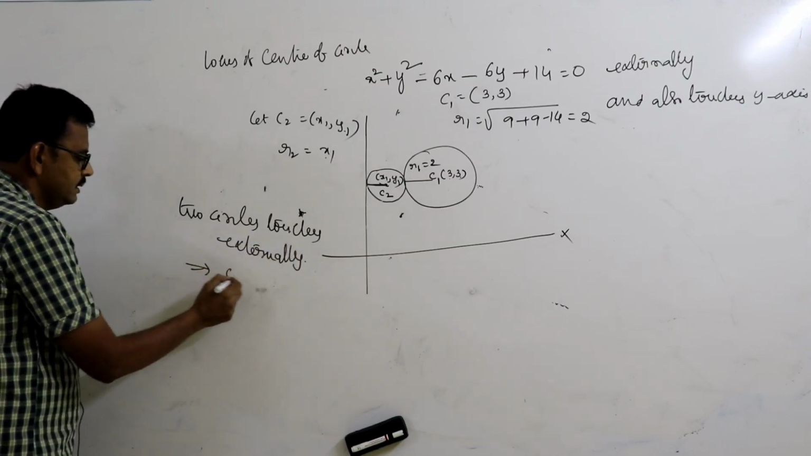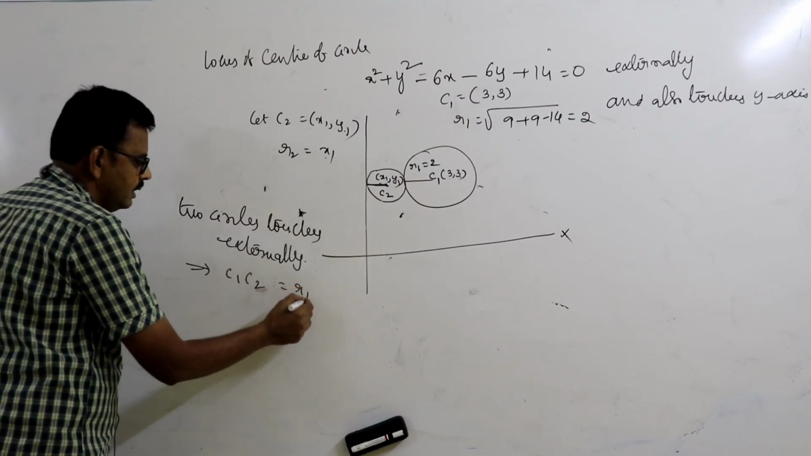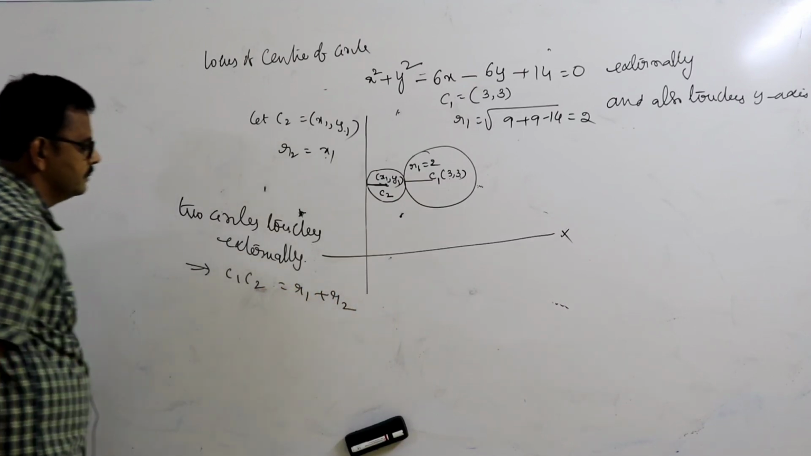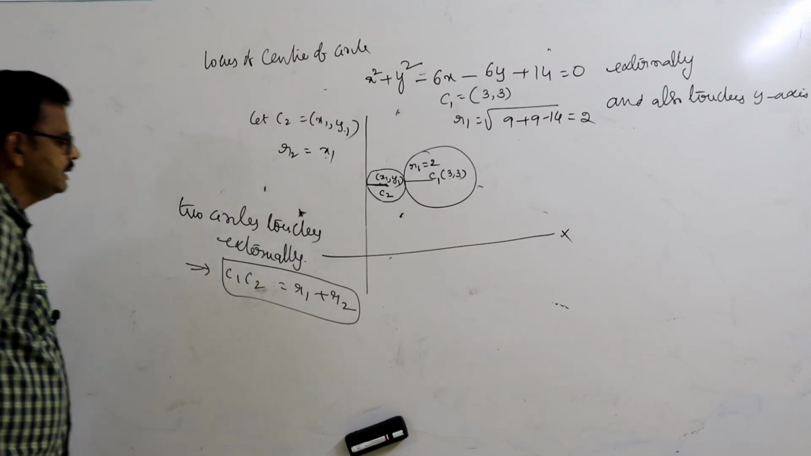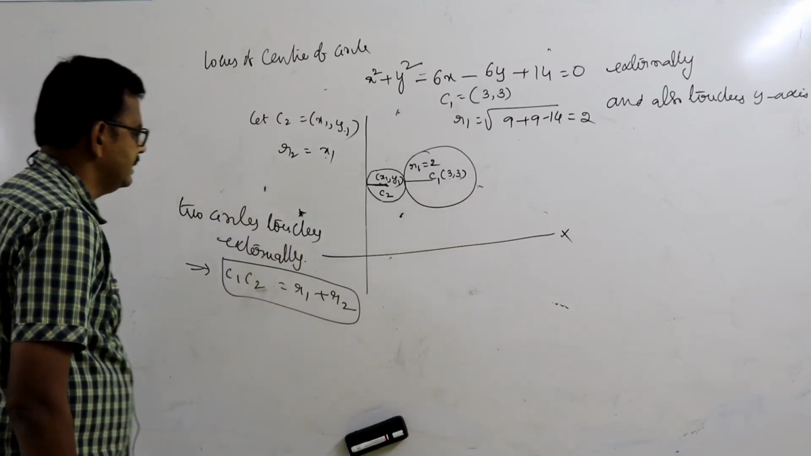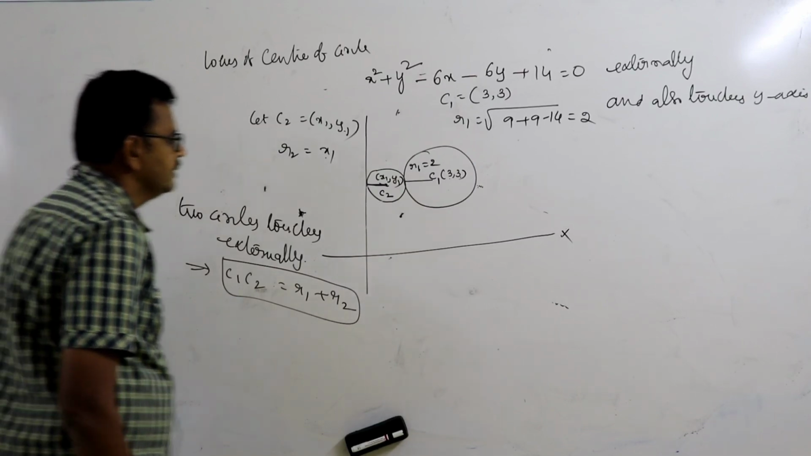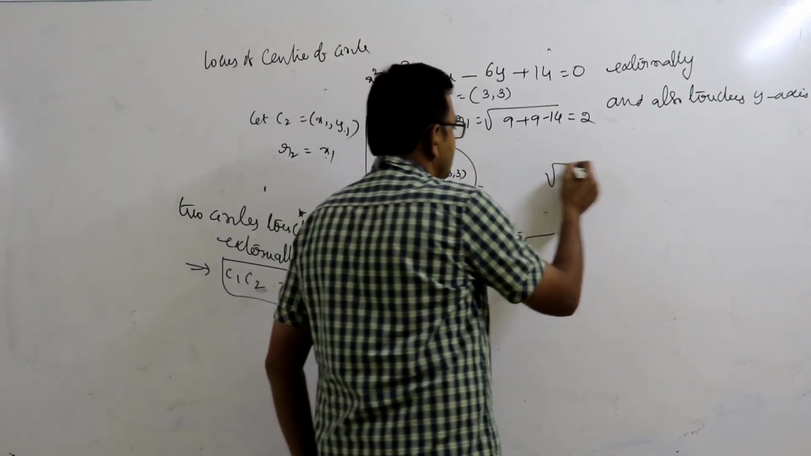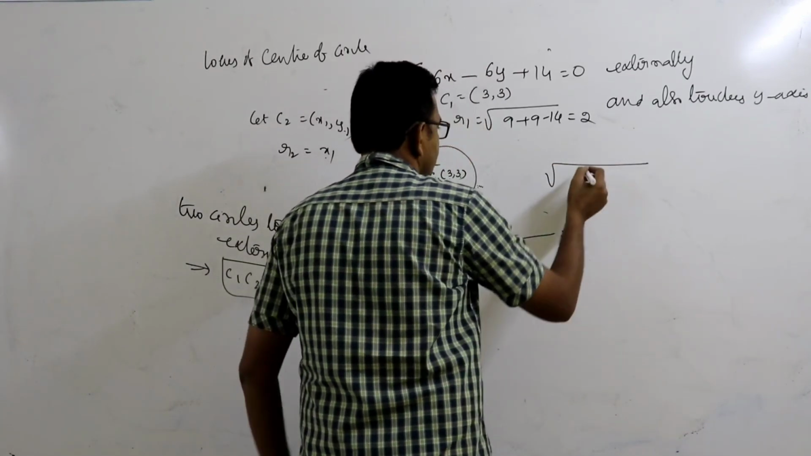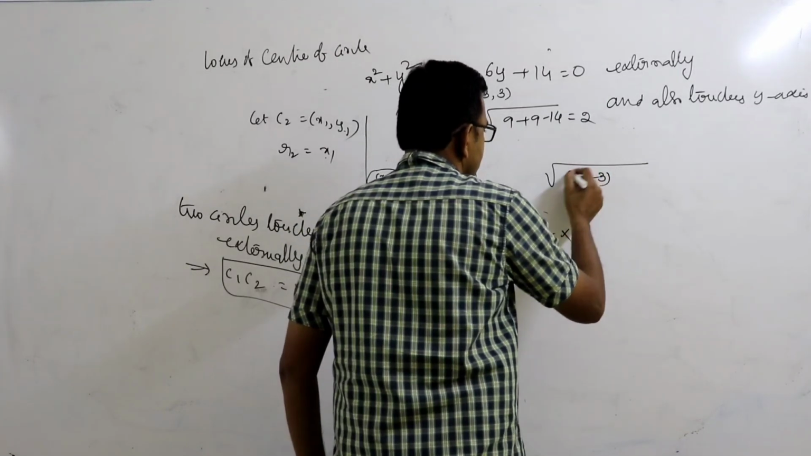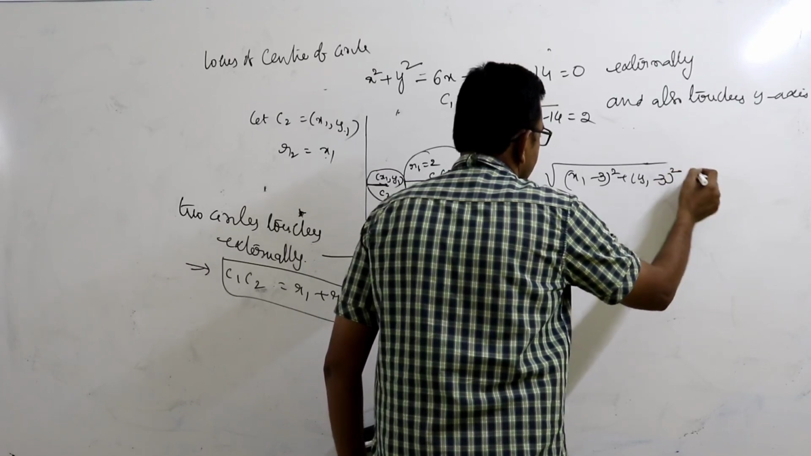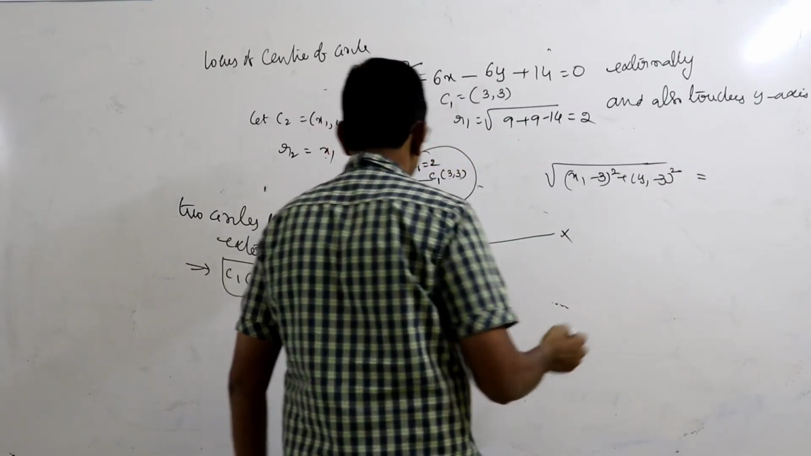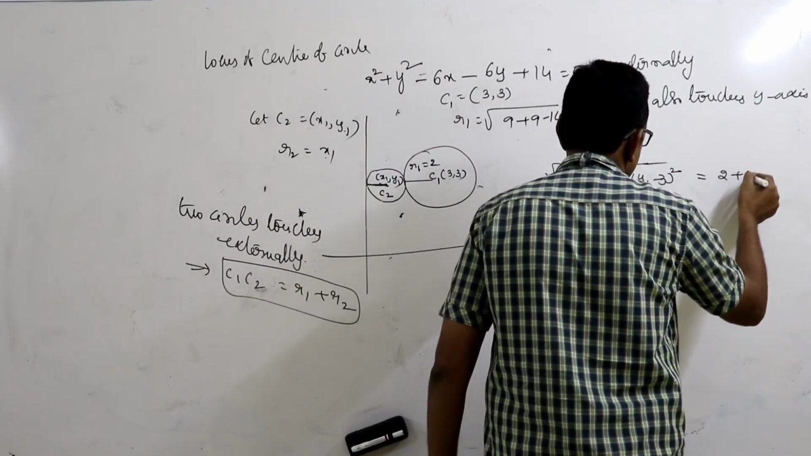This implies the condition is C1C2 equals R1 plus R2. C1C2 means the distance between their centers. That is, C1C2 is the root of (x1 minus 3) whole square plus (y1 minus 3) whole square, equal to R1 plus R2, which is 2 plus x1.